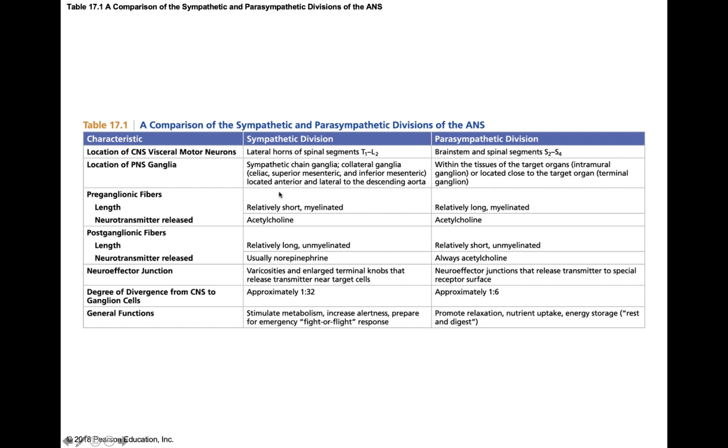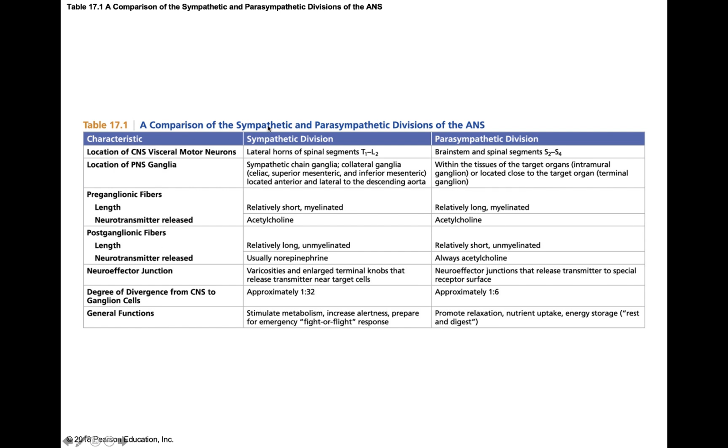So length for the preganglionic fiber is short for sympathetic, and it's long for parasympathetic, and they're both myelinated. Neurotransmitter being released by the preganglionic fibers: acetylcholine for sympathetic, acetylcholine for parasympathetic. Postganglionic fiber length for sympathetic is long and it's unmyelinated, and it's short for parasympathetic and it's unmyelinated. And the neurotransmitter released most of the time is norepinephrine, and if it's the adrenal medulla, it's going to release norepinephrine and epinephrine. And the neurotransmitter being released by the postganglionic fiber of the parasympathetic division is acetylcholine, so cholinergic.